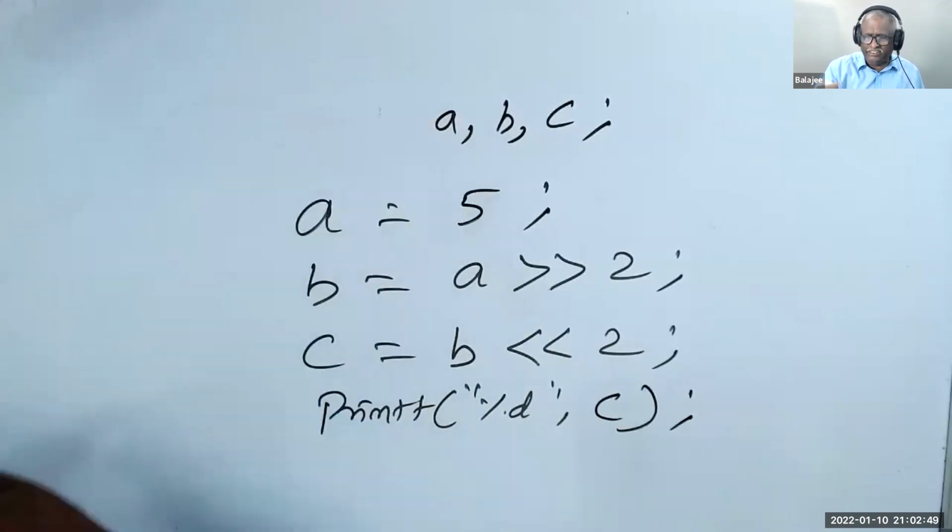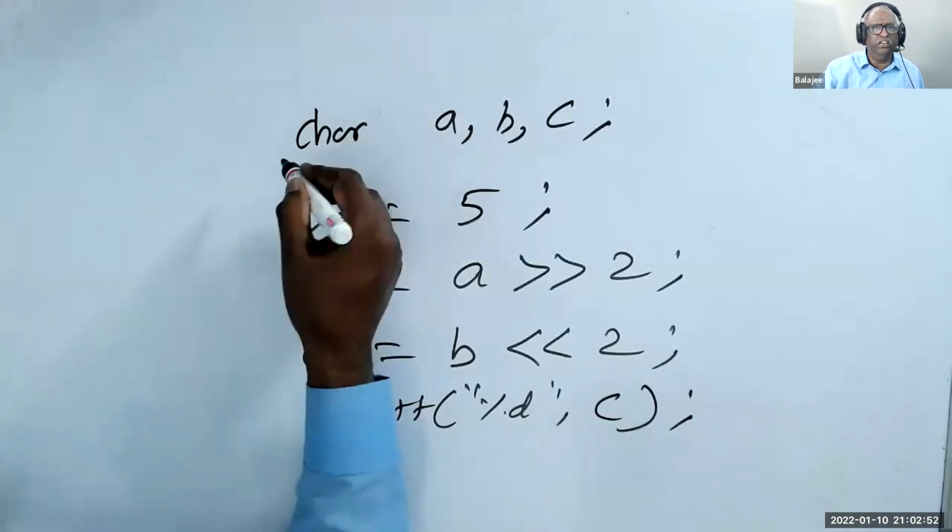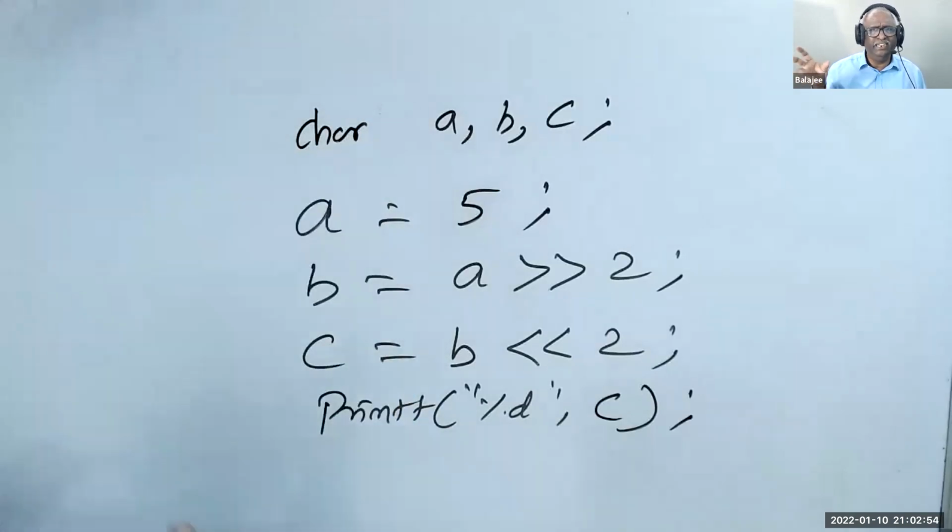I put char. That's easy because it's 8-bit. Both are integer only, but I'm using character because 8-bit is easy to operate. I gave you 10 seconds, more than the time. Now we have spent more than 10 seconds.